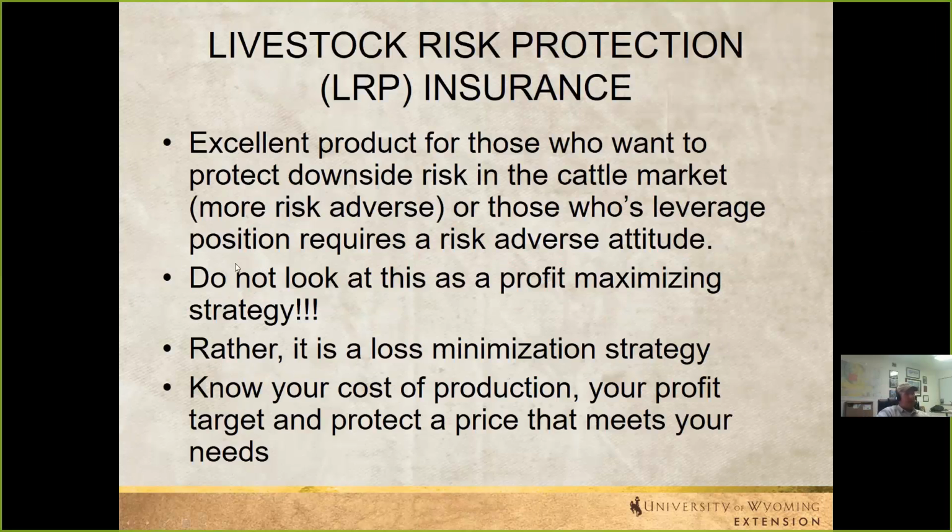So for those whose leverage position requires a risk-averse attitude, don't look at this as a profit maximizing strategy. How many times do I need to say that? I think I've probably said it enough. You got it, Blake? All right. I see you nodding. Rather, it's a loss minimization strategy. Know your cost of production, your profit targets, and protect a price that meets your needs.